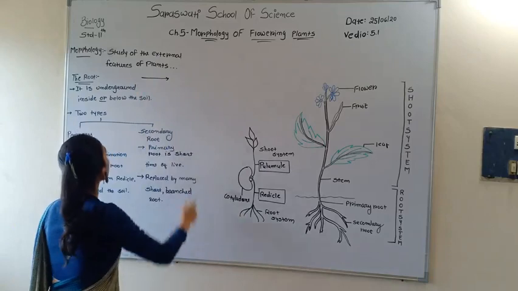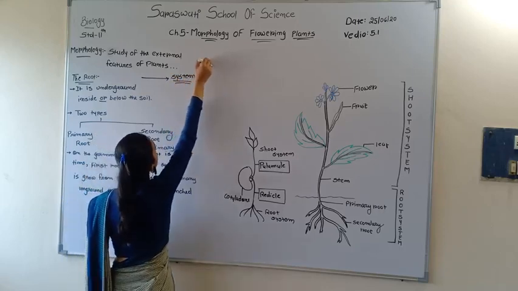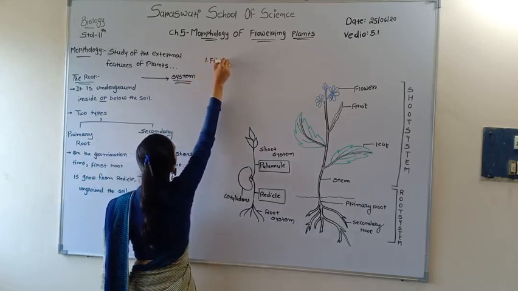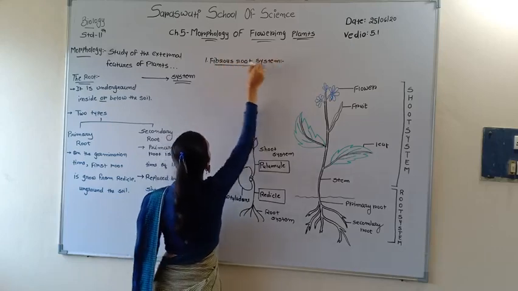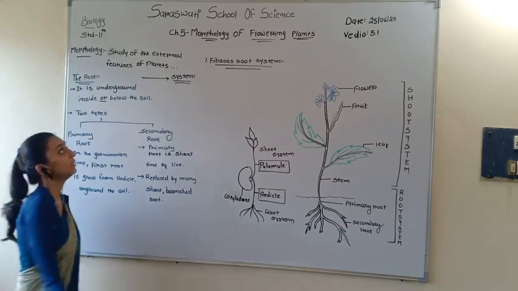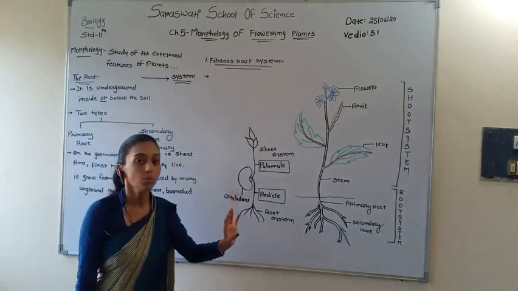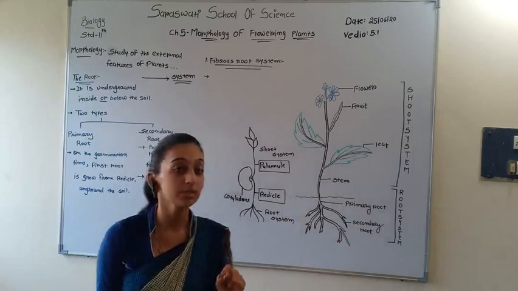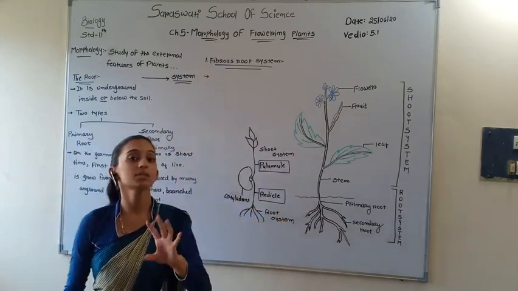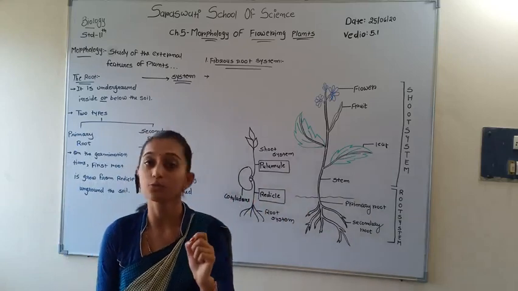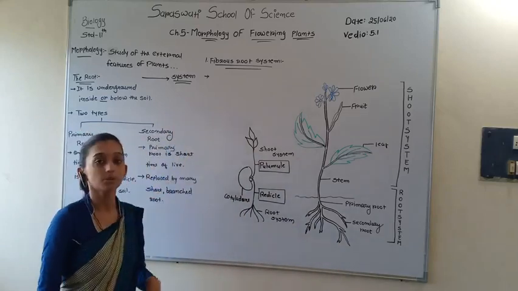In flowering plants, we have two major root systems. The first one is the fibrous root system. In a flowering plant, the first root arises from the radical portion. Fibrous root system is developed from the base part of the stem. The roots that form from the base portion of the stem are called fibrous roots, and these roots together develop the fibrous root system.